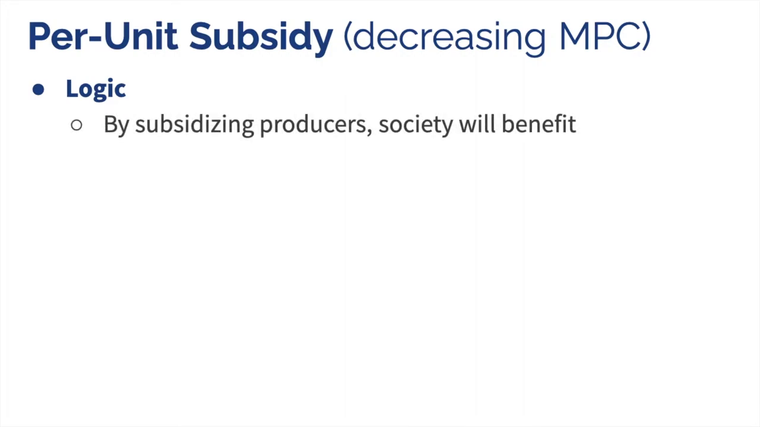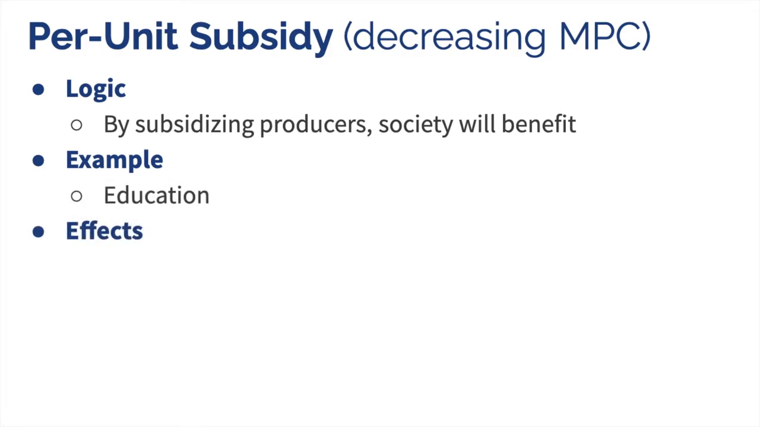So a per unit subsidy is just the opposite, right? By subsidizing producers, society will benefit. An example we gave was education. And this is going back to Unit 2. These are the same slides that we looked at back then.